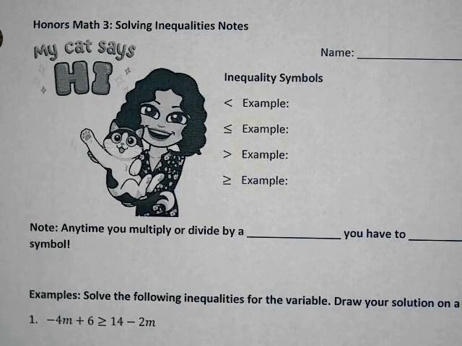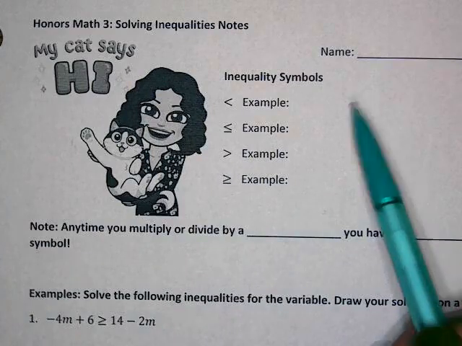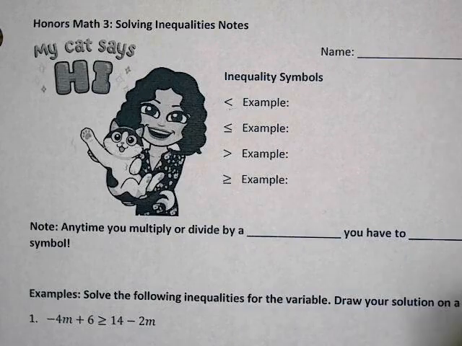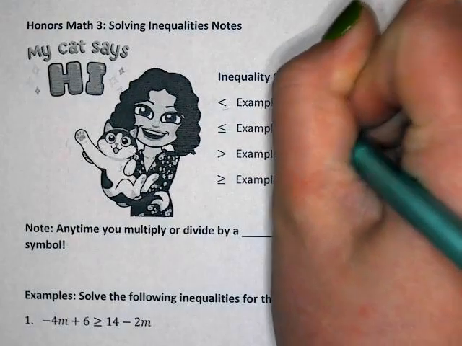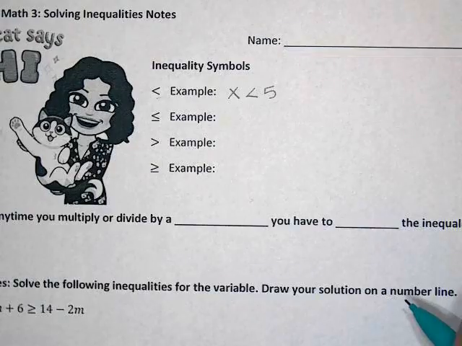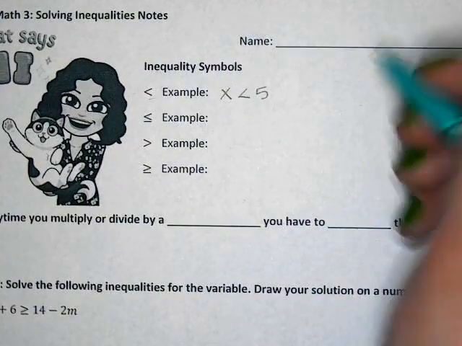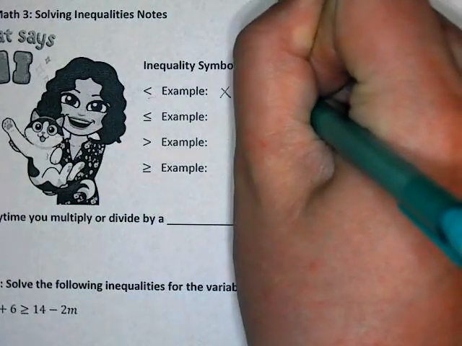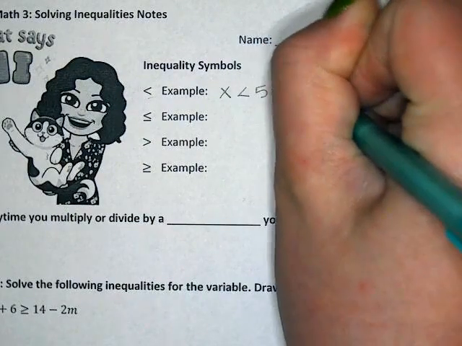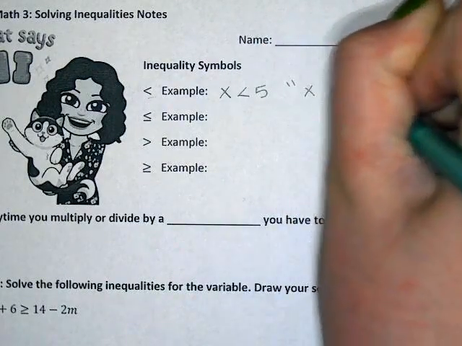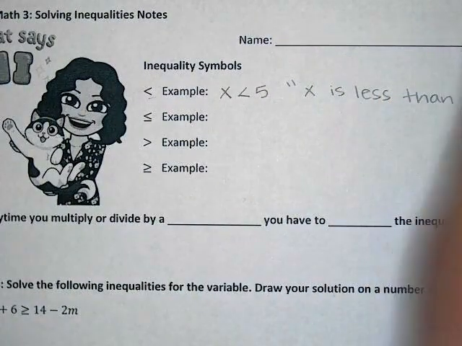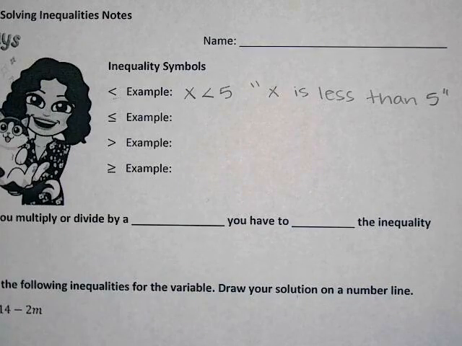Okay, so at the top of our notes, we have these different inequality symbols. This is a less than symbol. So for example, we could say x is less than 5. For some of these examples, I'm just going to write it out in words, and for some I'm going to draw it. So x is less than 5. I'm just going to write this in words, so that we know how to read it out loud if we need to.